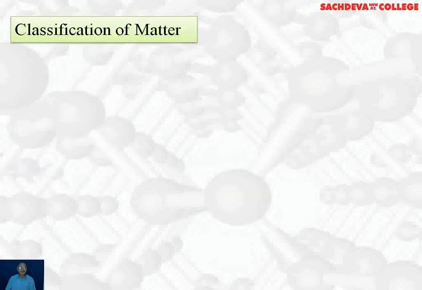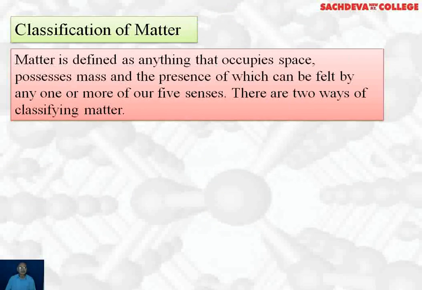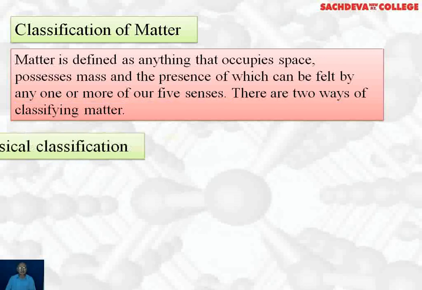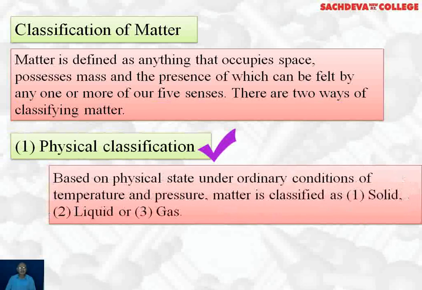Next topic, we are taking classification of matter. Matter is defined as anything that occupies space, possesses mass, and the presence of which can be felt by any one or more of our 5 senses. There are 2 ways of classifying matter. First is physical classification.